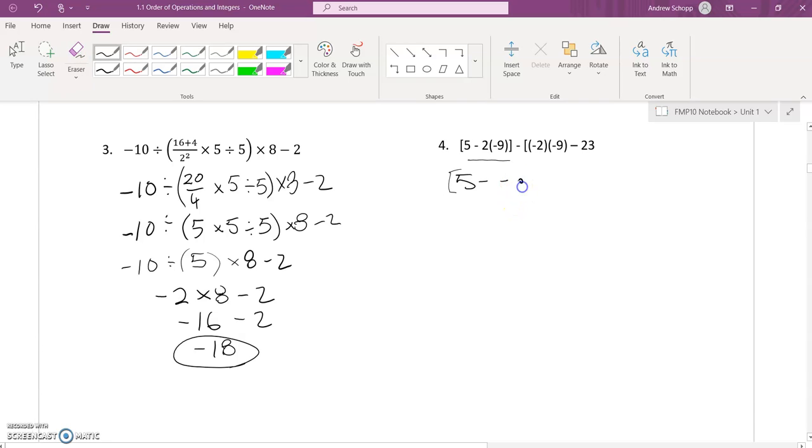Let me fix that up there. Now if I leave this like this, it looks like 5 minus negative 18. I should put brackets around this here to make sure that I know that that's negative 18 and not subtraction. And 5 minus negative 18 is the same as 5 plus 18, so we end up with 23. On the right-hand side, oh, I'm missing something. Should be a square bracket on the end. We have negative 2 times negative 9, which is 18, minus 23. And 18 minus 23 is negative 5. And we're almost done. 23 minus negative 5 is the same as adding 5, so 28.